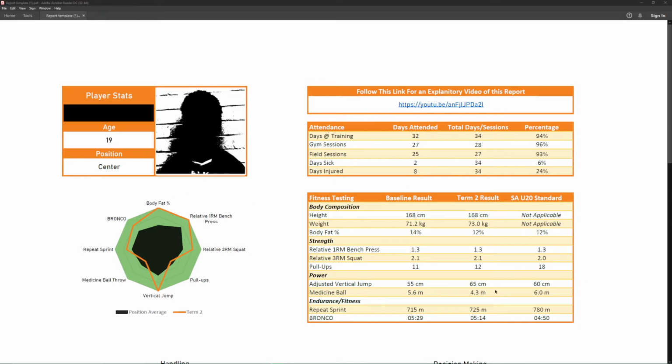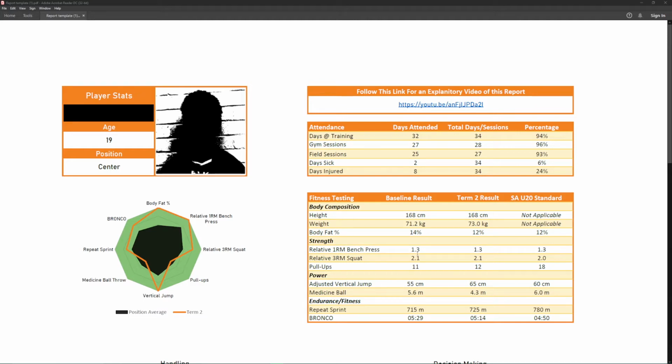Now, this is slightly different to what you saw in term 1, but the tests remain the same. So I'll run you through the tests briefly first. Again, we've got our body composition, which is just height, weight, and his body fat. Then we have strength, which is relative 1 rep max, relative 3 rep max, and pull-ups. Just quickly again, relative means relative to his body weight.